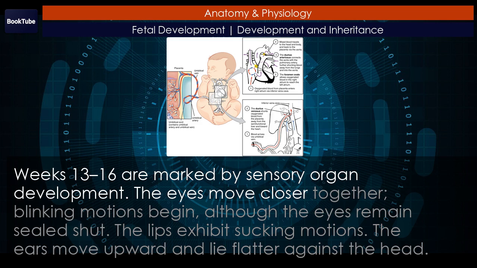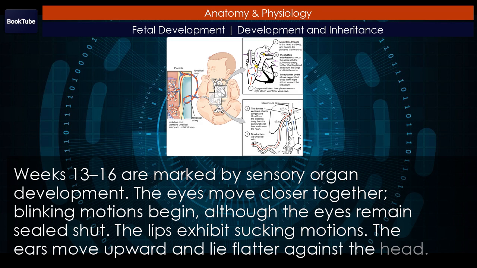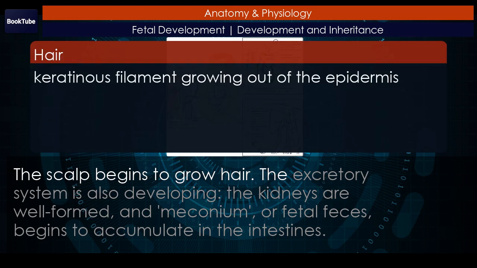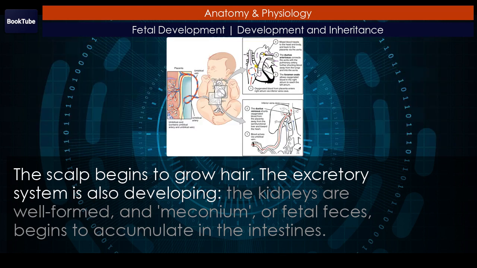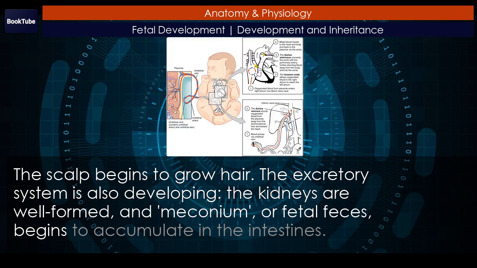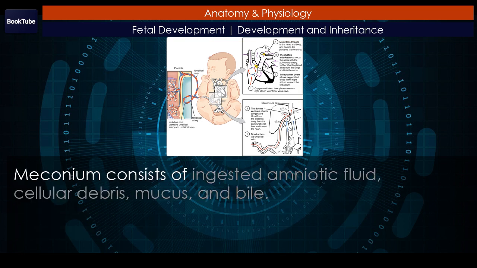Weeks 13 to 16 are marked by sensory organ development. The eyes move closer together. Blinking motions begin. Although the eyes remain sealed shut, the lips exhibit sucking motions. The ears move upward and lie flatter against the head. The scalp begins to grow hair. The excretory system is also developing. The kidneys are well formed, and meconium, or fetal feces, begins to accumulate in the intestines. Meconium consists of ingested amniotic fluid, cellular debris, mucus, and bile.